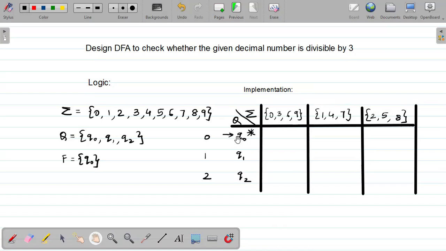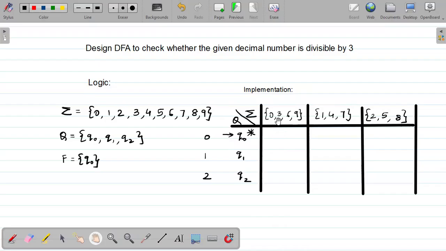Q0 is a state representing that the remainder is 0. Q1 is a state representing remainder is 1. Q2 is a state representing remainder is 2. Based on that, we have chosen these states. And Q0 is also the final state. Why? Because when the number is divisible by 3, the remainder is 0. If the remainder is 0, that indicates that the number is divisible by 3. That's why Q0 is the start as well as the final state.